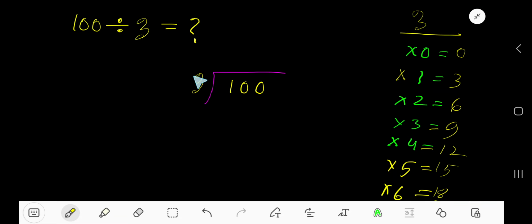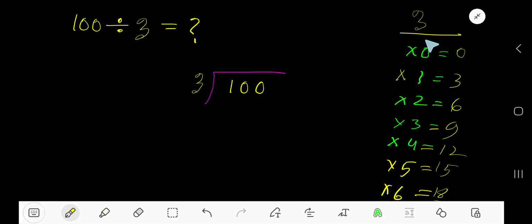100 divided by 3. Here 3 is a divisor, so we need the multiplication table of 3. 3 times 0, 0. 3 times 1, 3. 3 times 2, 6. 3 times 3, 9. 3 times 4, 12. 3 times 5, 15. Then 3 times 6, 18.